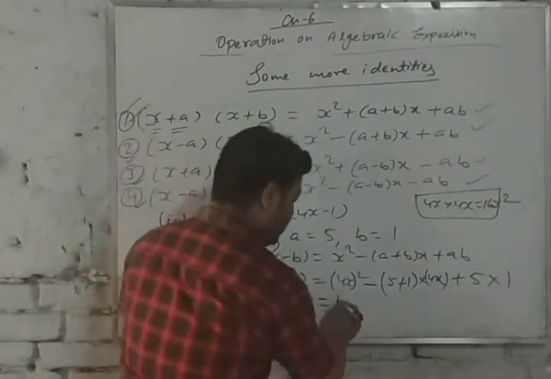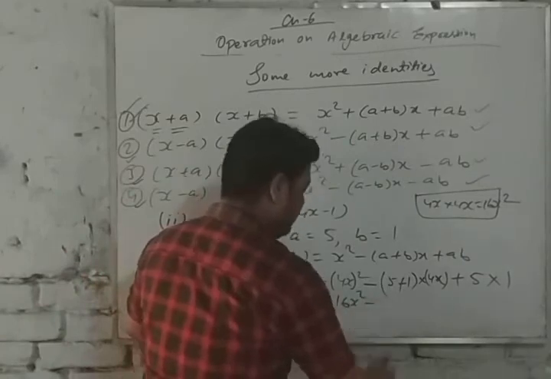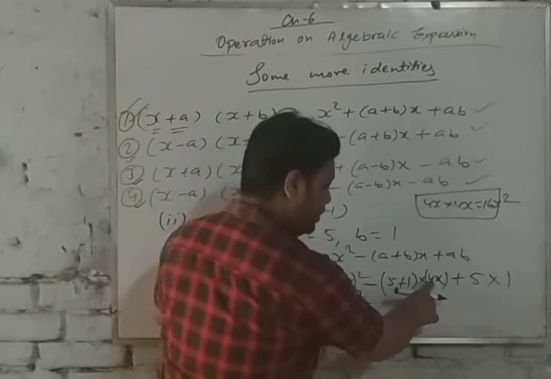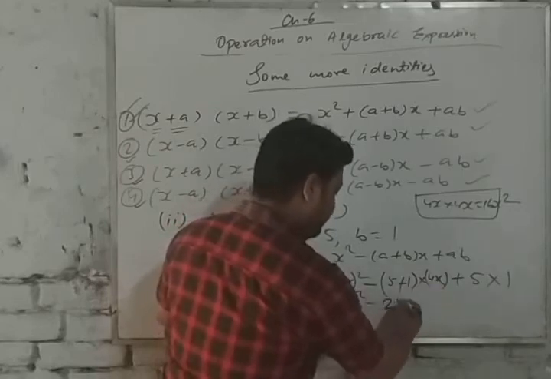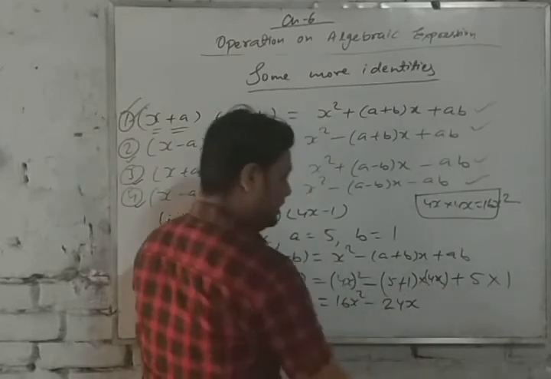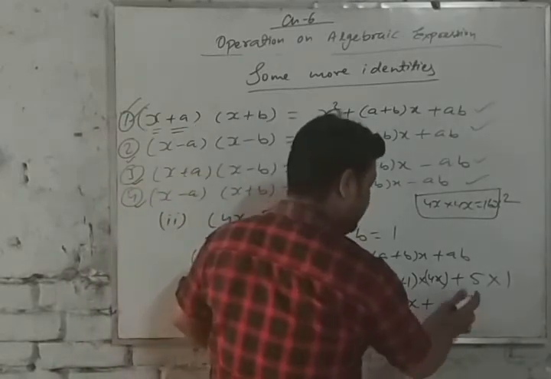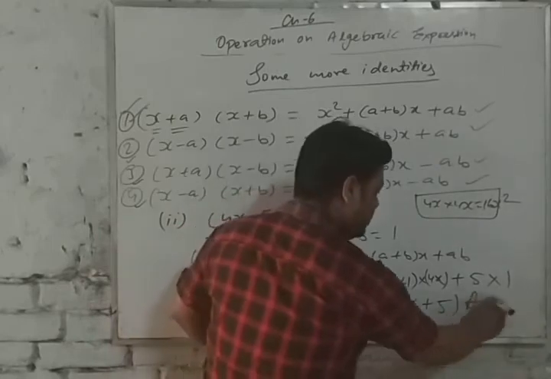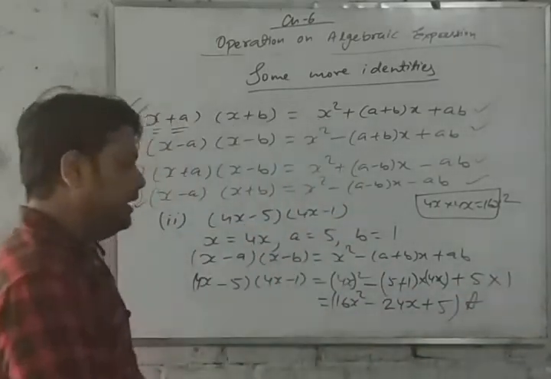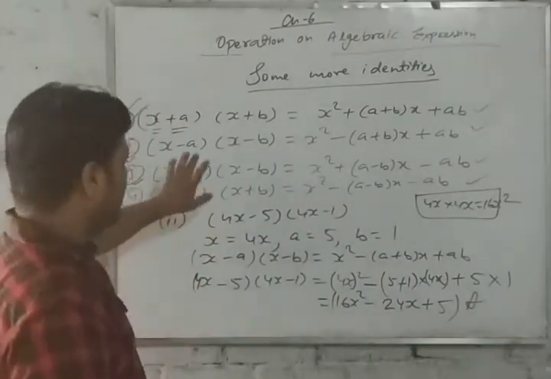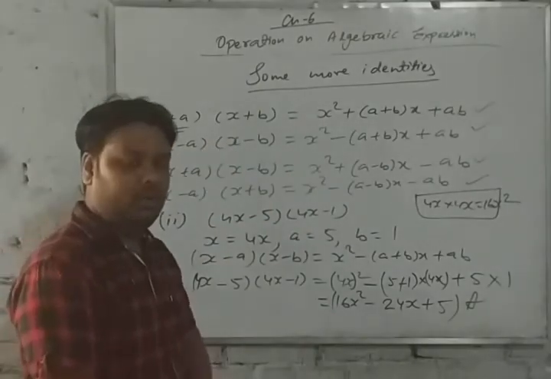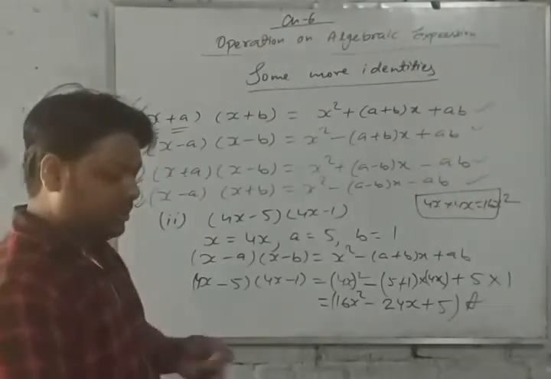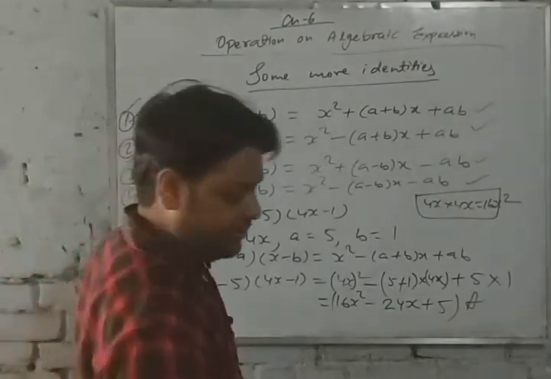So here we will write 16x square minus, this one will be 5 plus 1 is 6, and 6 into 4 is 24, with variable x. Okay, now plus 5 into 1 is 5. Now all are unlike terms, so this one will be our answer. Like this we will use the second identity. Okay, now let's solve another question with another identity.